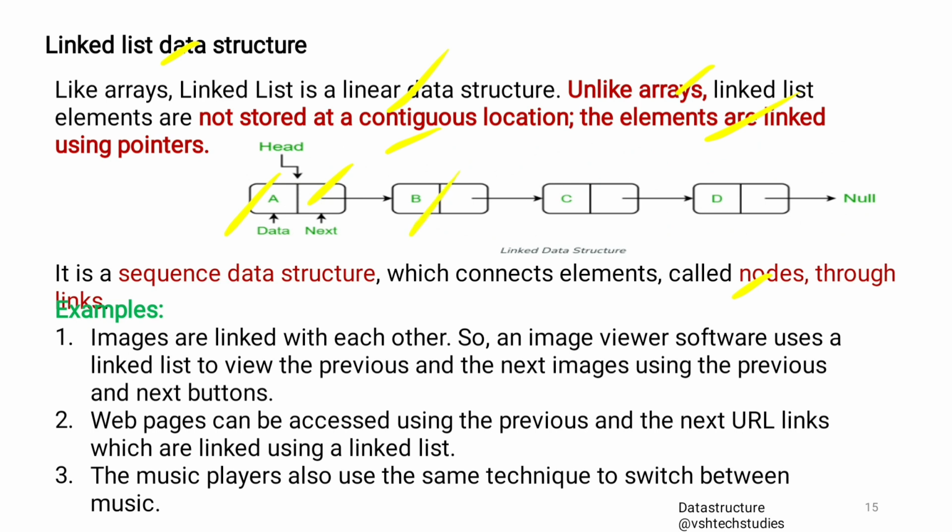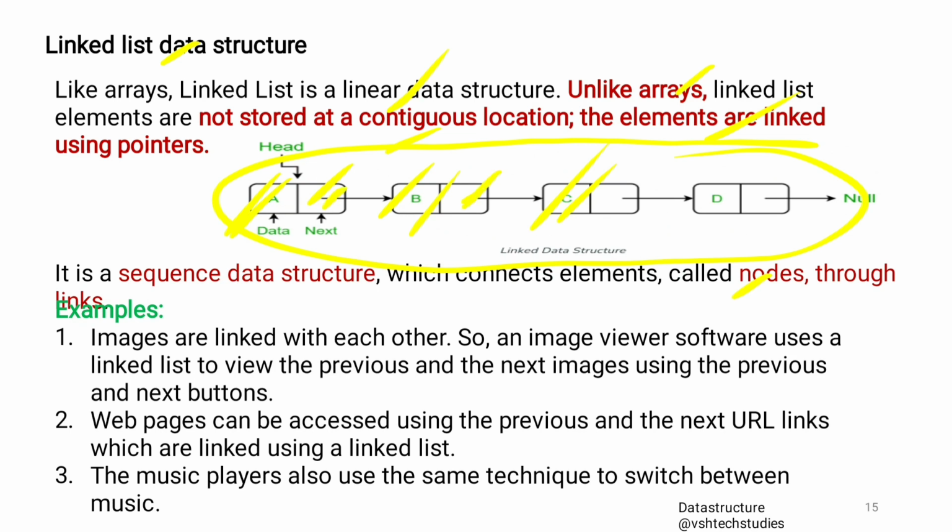And here this link will store the address of the next data. Hence, the whole thing forms a sequential data structure. But A, B, C data are not in contiguous memory locations. Wherever they are stored, they are linked with the pointers.